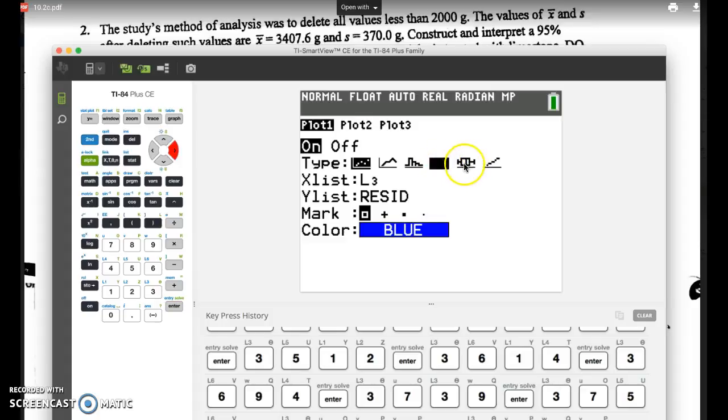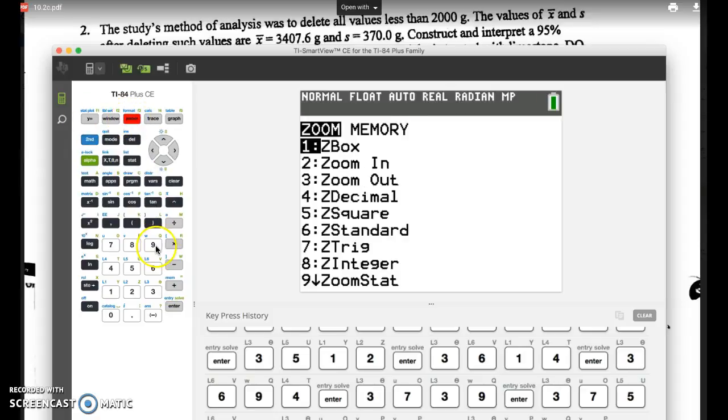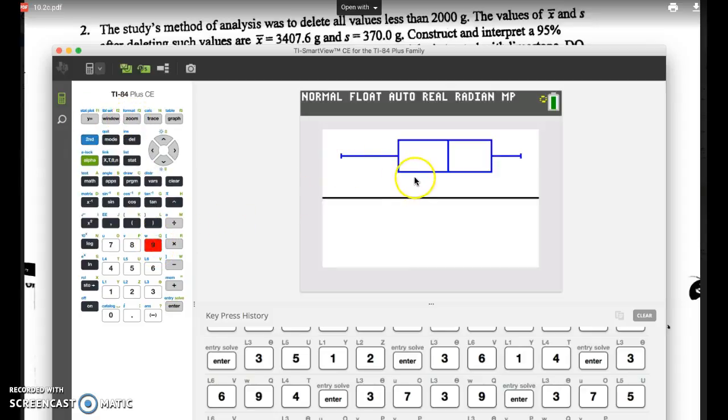That's this one. This is the box plot that hides the outliers if they're there, so you want to make sure you are on the box plot that shows outliers if they exist. Your X list would be list 1, so second 1. And then we're going to go to zoom 9, which is our stat plot.